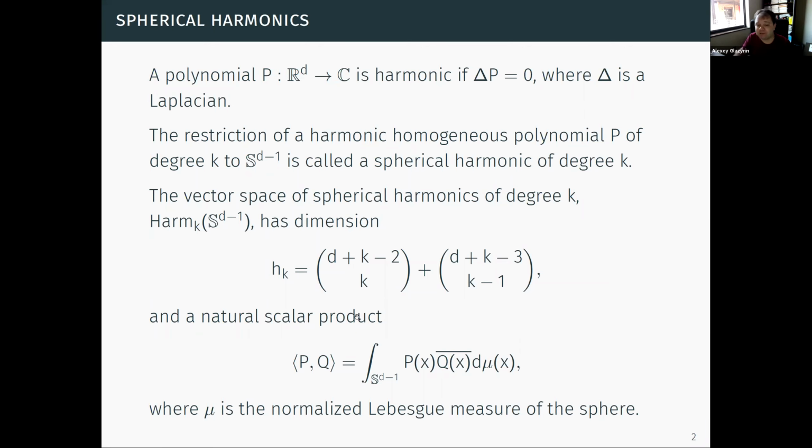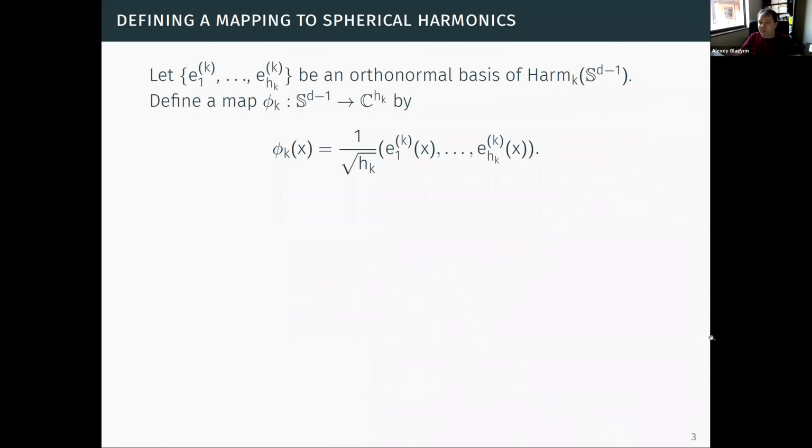So on this space of polynomials, we can actually define a scalar product in a very natural way as an integral of the product of two functions. The measure is going to be normalized, so we're going to use the fact that the measure of the whole sphere is 1. Just going to be convenient for us. Okay, so we have this finite dimensional vector space. There's a natural scalar product defined in it. Well, surely we can get an orthonormal basis there. So let's start with some orthonormal basis.